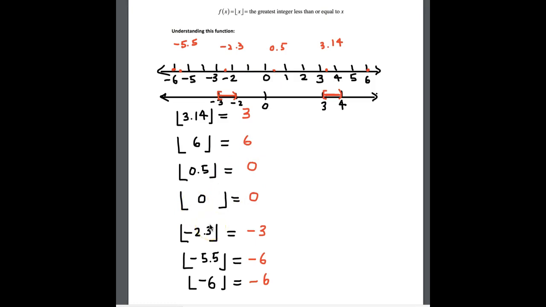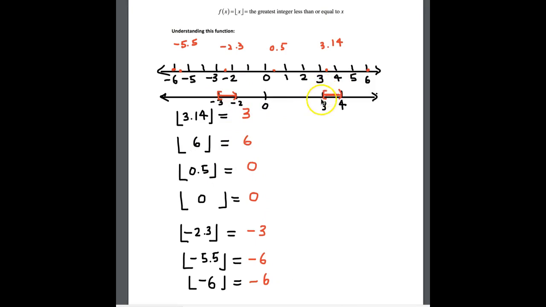What about negative values? The greatest integer of negative 2.3 would be roughly about here. It has to be an integer that's less than or equal to that value. So I have to move to the left again, so it would be negative 3. The greatest integer of negative 5.5 would be negative 6. And the greatest integer of negative 6 would be negative 6. Okay, so you kind of get this idea.